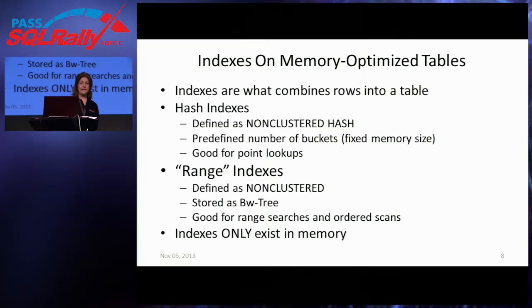The two kinds of indexes are listed here. We have hash indexes. In your table definition, you define the index as a non-clustered hash. Another point implied from this is you can't add indexes after table creation. All indexes are defined at the time you create the table. And you can define a non-clustered hash index, and the other kind is just written as plain old non-clustered.